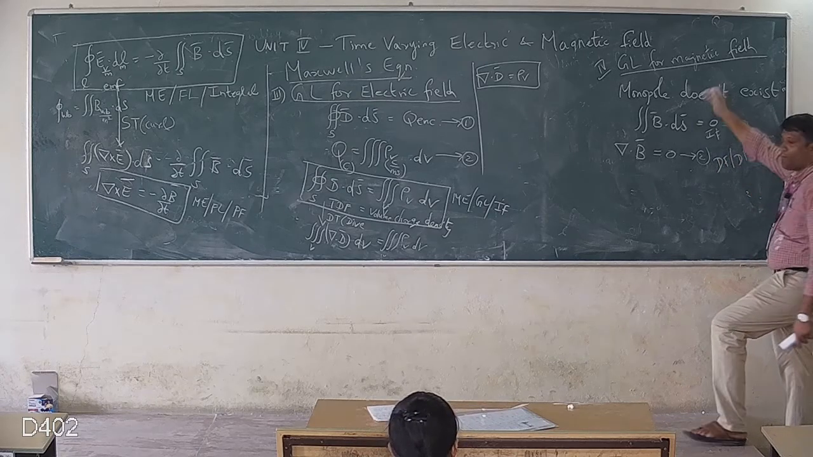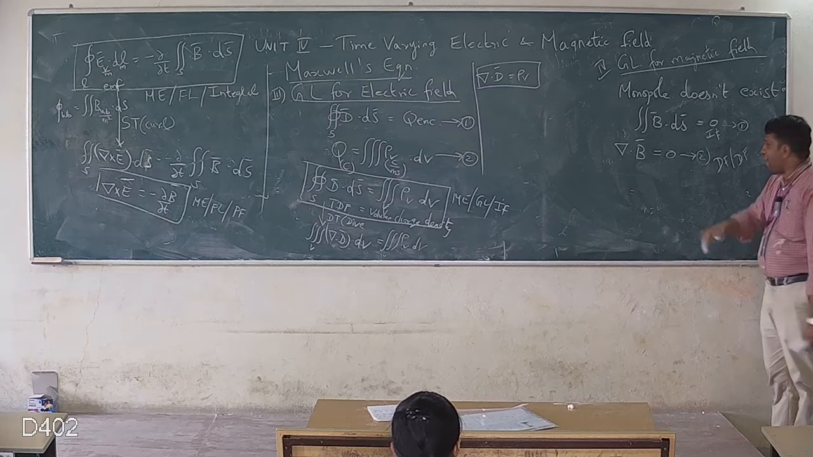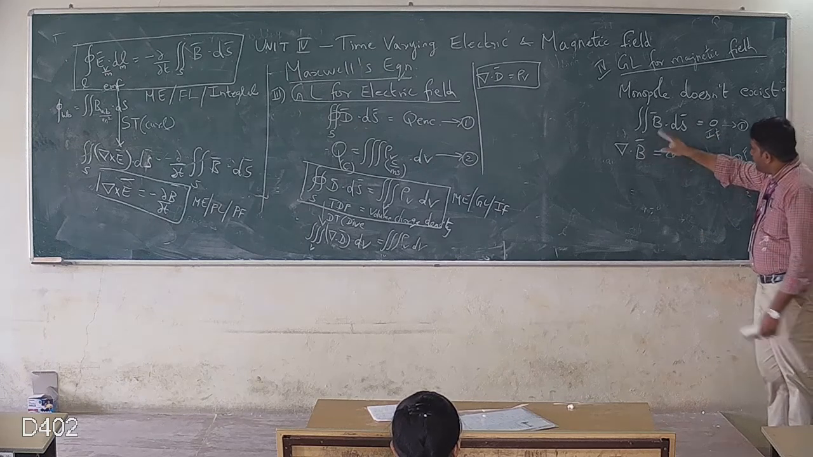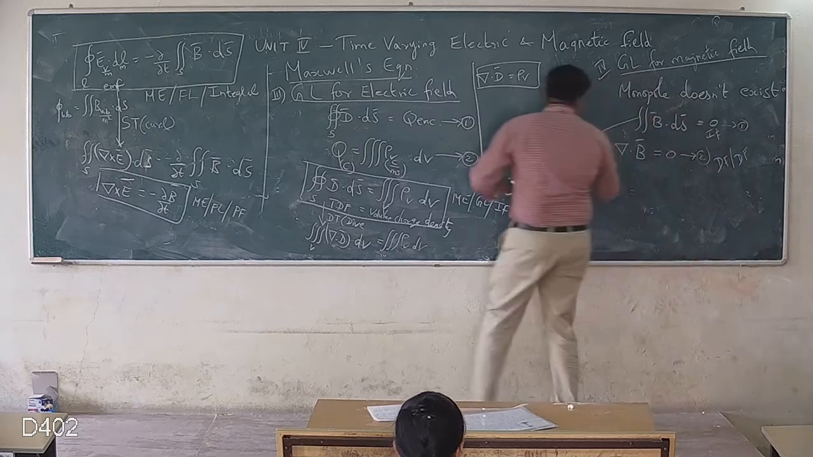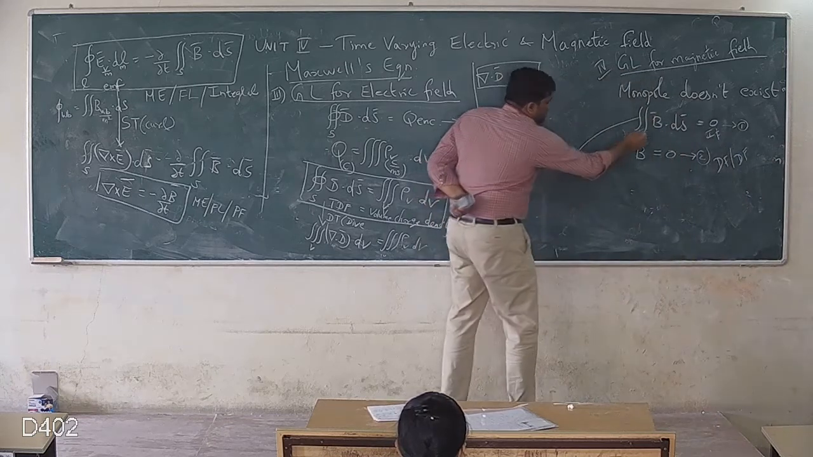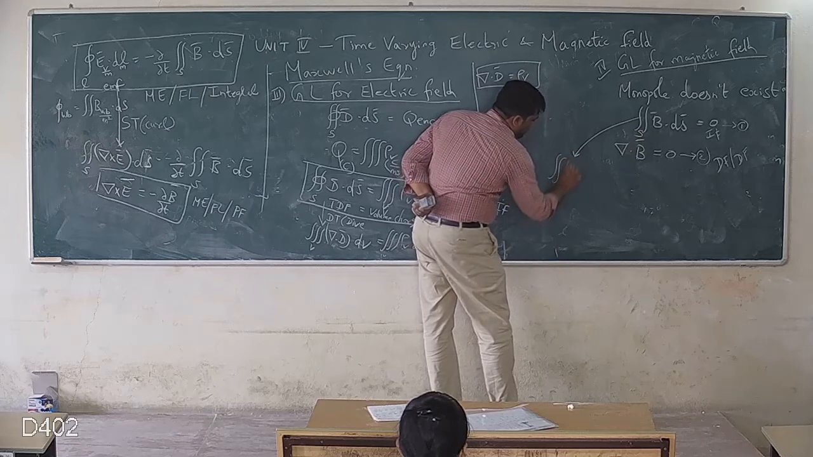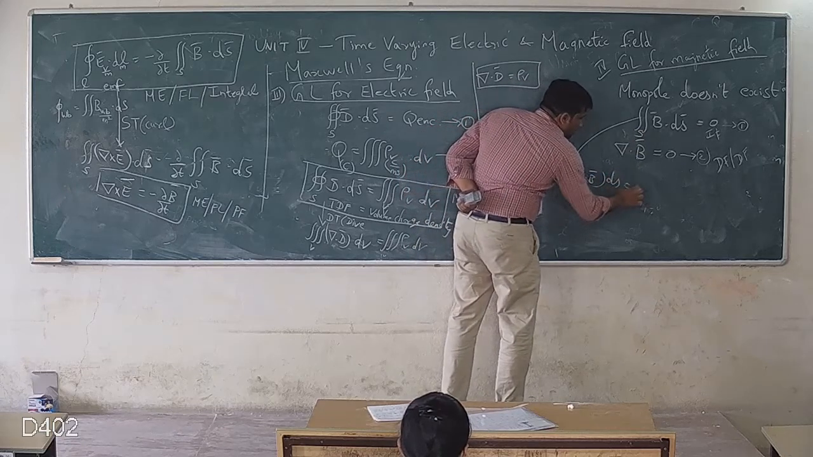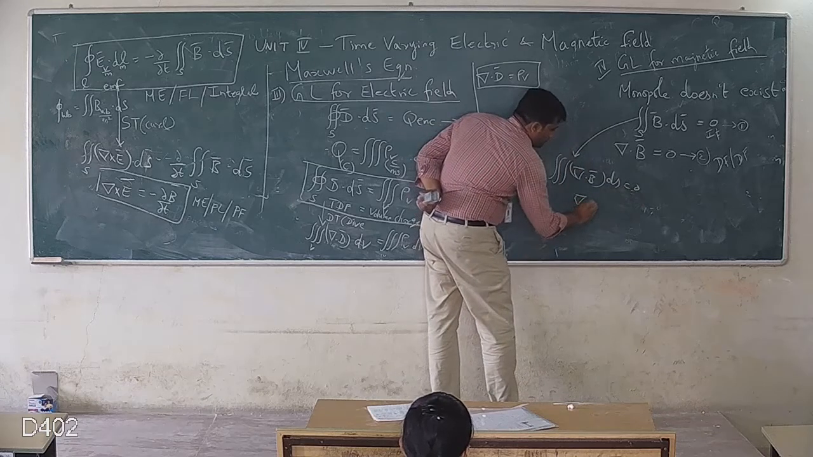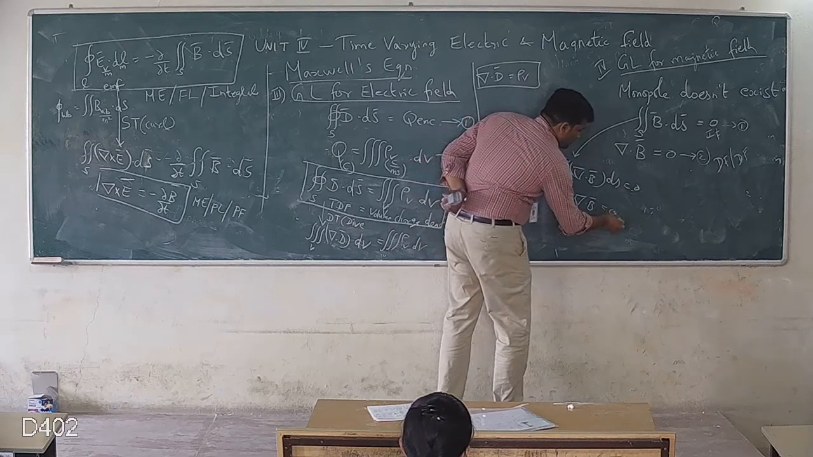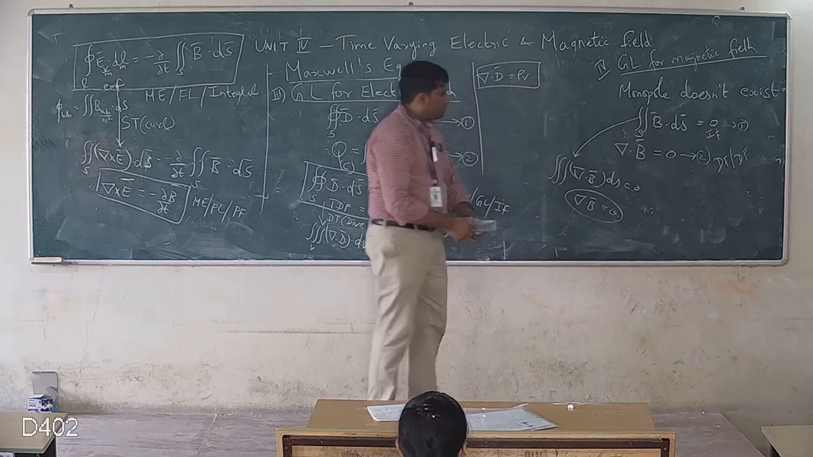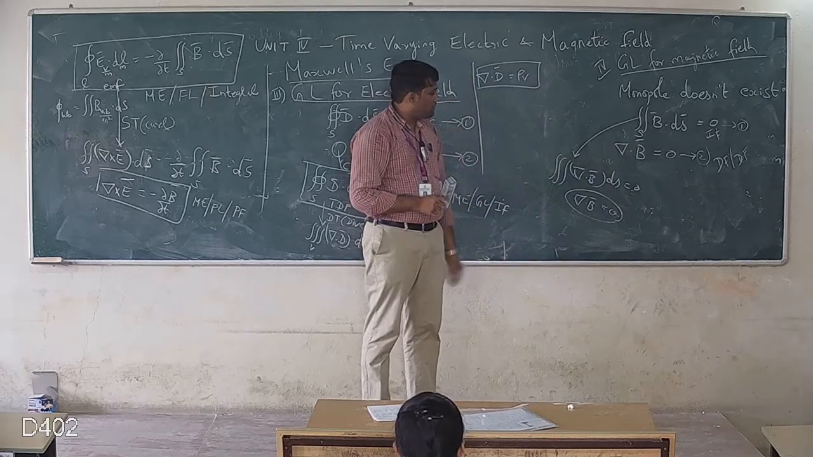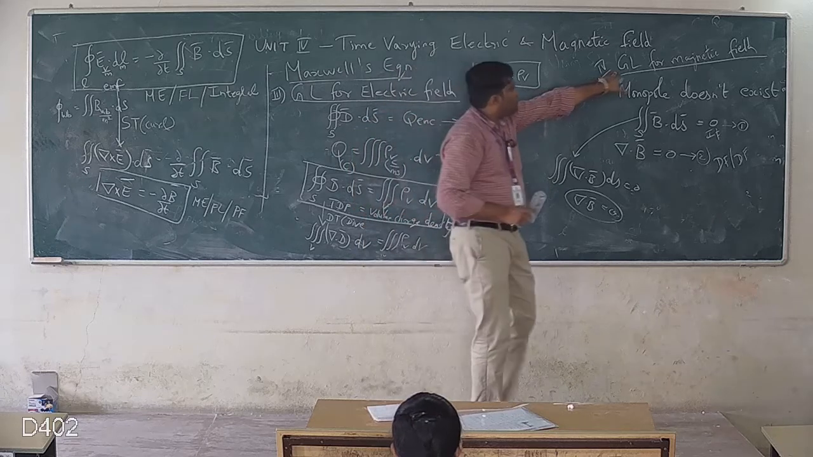So there is no proper derivation. With the help of a universal fact, we are writing double integral B dot dS is equal to 0, and if I apply the divergence theorem here, the surface will be converted to volume. Del dot B dv is equal to 0. So equating, del dot B is equal to 0. So both are correct. Therefore it is Maxwell's fourth equation using Gauss law for magnetic field.